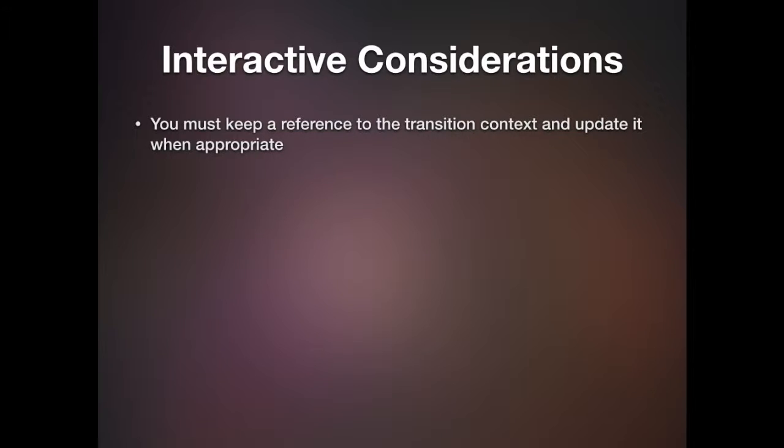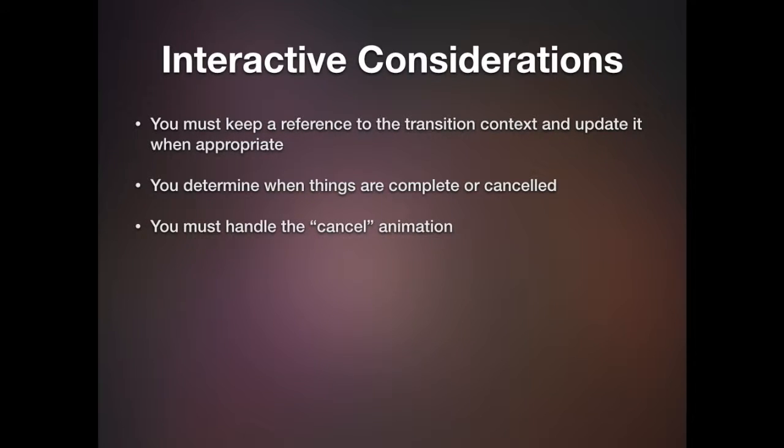And I also talked on this already, we need to keep a reference to the transitioning context. We need to keep talking to the system to tell it what's going on with our animation. We need to determine when things are completed or canceled. Handling the cancel animation is not performed automatically for you. So as our finger moves around, we're going to be constantly telling the system, okay, this is the current progress. But if you lift up your finger and you have a canceled animation, the system will not animate back to that previous state for you. You actually have to do the animation and adjust the progress to get back to 0 or 100%, whichever way you're going. And you will have some code that shows how to handle that.